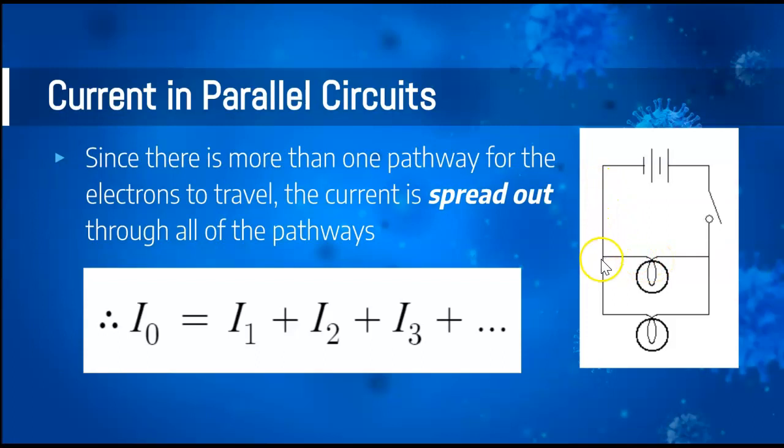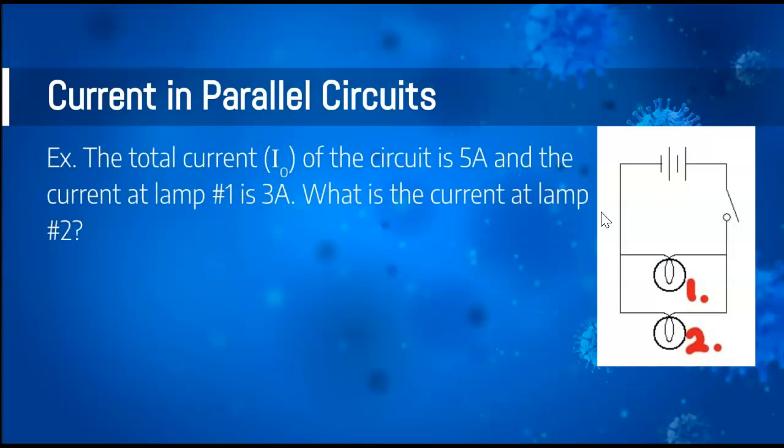Now, it could be an equal number going in each direction, but it's going to depend on what these loads are. It could be some of it going this way and a lot going this way, or it could be a lot going this way and only a small amount going this way. It's going to depend. But the total current between these two pathways will add up to what the current was here. All right, so let's look at an example.